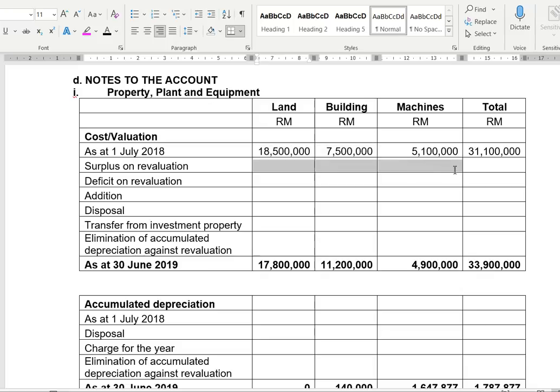Next, surplus. There is only surplus that you have was the surplus on building, 400,000. Deficit is related to land, 700,000. Of course, 500,000 was already being debited to the ARR of land. 200,000 was debited to the profit or loss.